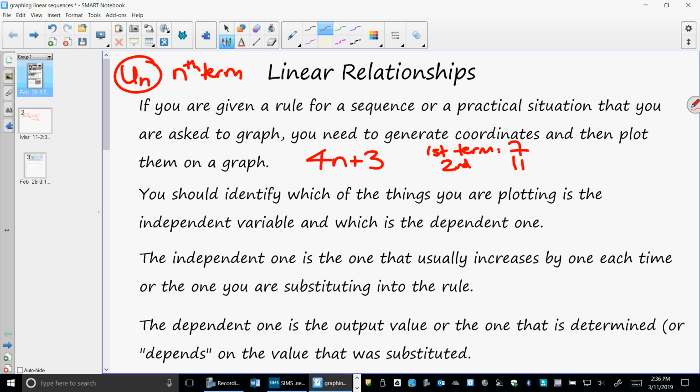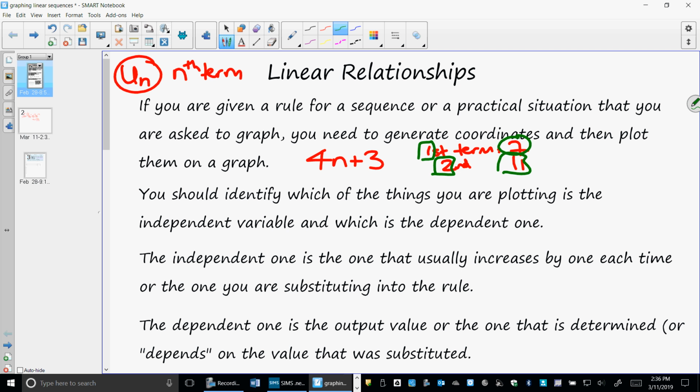Now, the link here is that this number here was our first term. This number here was our second term. So we're connecting these numbers here. So it's 1 goes with 7, 2 goes with 11, and so on and so forth. Do you understand what I mean? Mm-hmm. Right, we'll do some more examples in a minute.